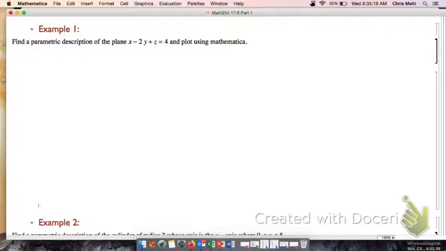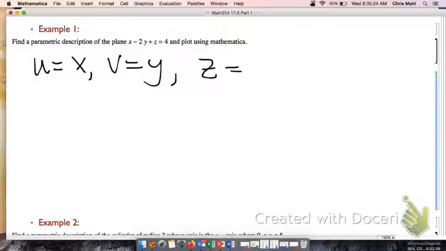Okay, so find a parametric description of the plane. Now with the plane, it's pretty simple. You can just let the u parameter, sorry, that's a mu, I'm still used to stats, writing u's. So u, you can let that be x, you can let v be y, and then if you solve for z, you're going to get, well, first 4 minus x plus 2y, and then substituting u and v in, you're going to get 4 minus u plus 2v.